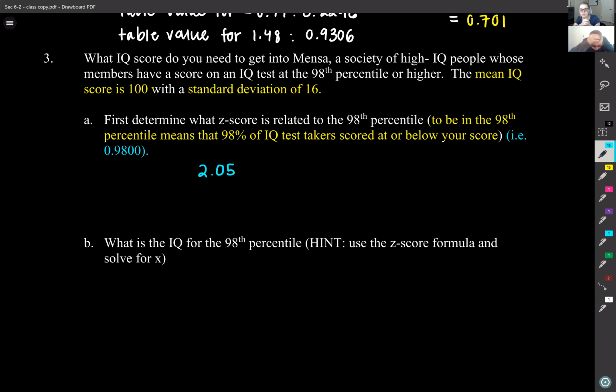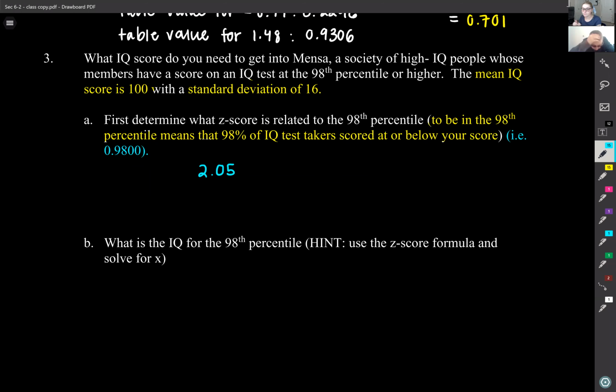So the next step says, what is the IQ for the 98th percentile? It says hint, use the z-score formula and solve for x. So it's truly working backwards because in the past we were given an x value and a mean and a standard deviation, and we converted that to a z-score. Well, this time we're doing the opposite, and we're starting with the area, and then we're finding the z-score, and now we're converting that to an x value.